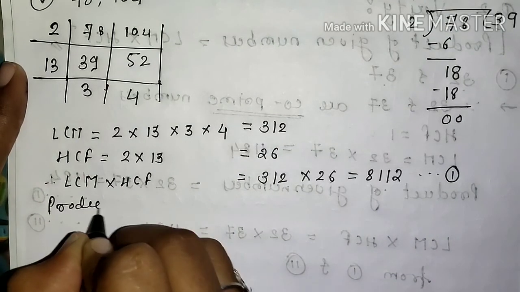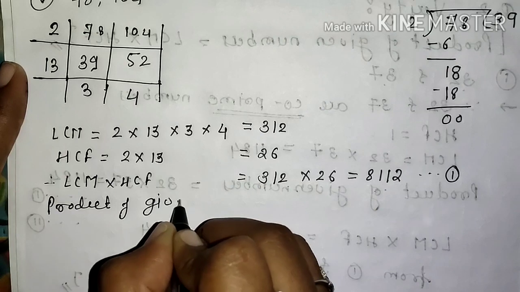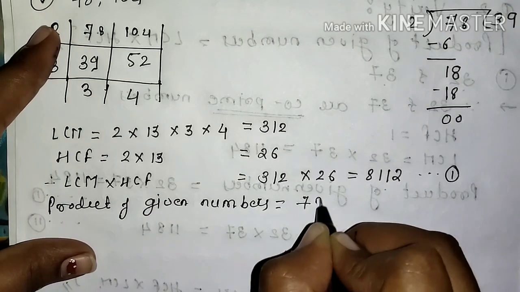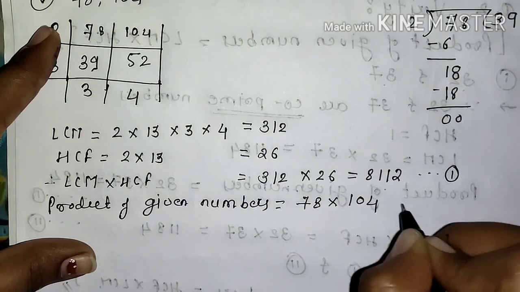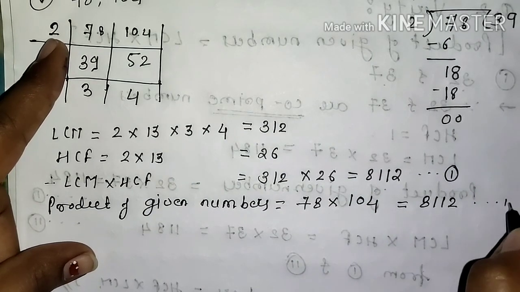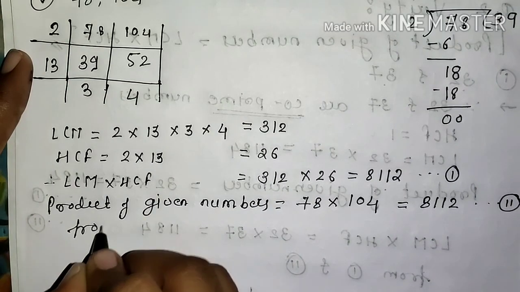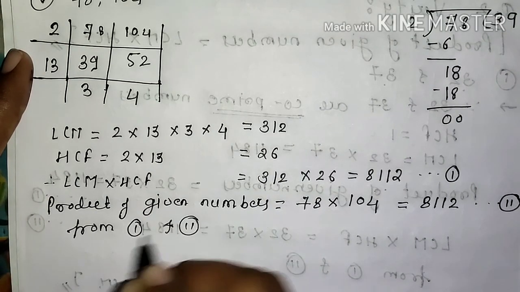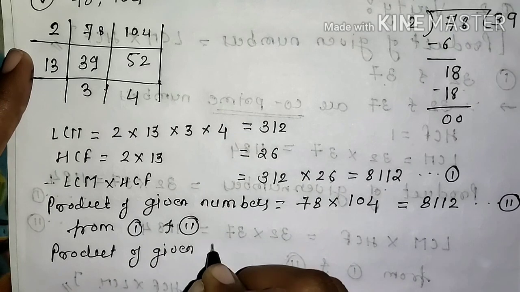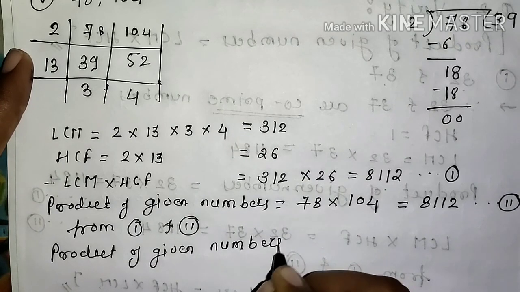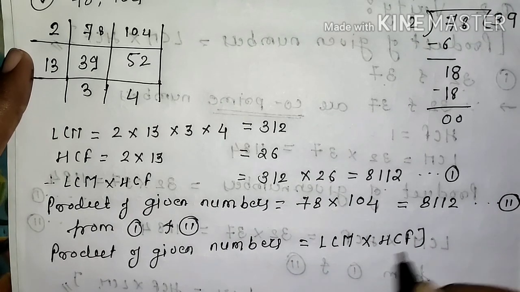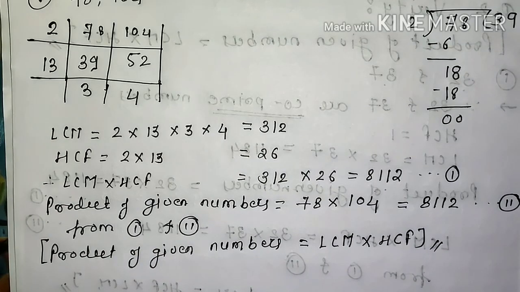Next, the product of given numbers, that is 78 multiplied by 104, which is equal to 8112. Give it number 2. So from 1 and 2, we get that the product of given numbers is equal to its LCM multiplied by HCF. Here we verified the property.